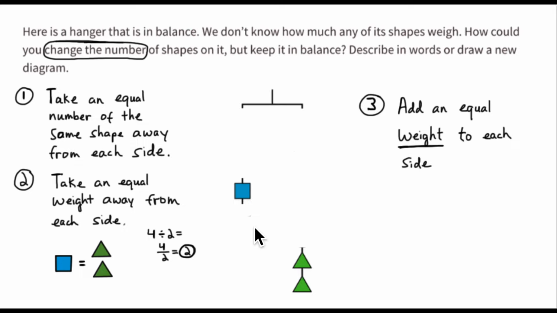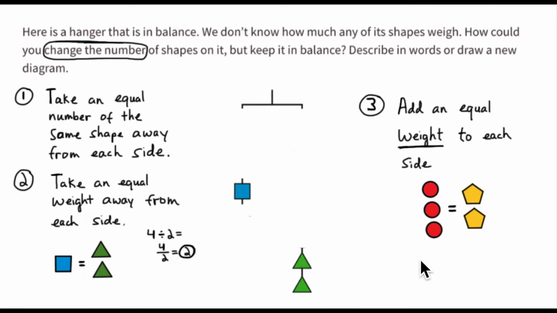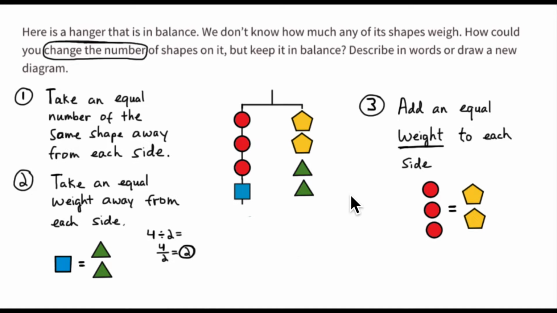Now I could also add an equal weight to each side. It just says change the number. It doesn't say whether to add or subtract those weights. So in this case, I'm just going to make this up. I'm going to say that 3 red circles is equal to 2 pentagons. And if I'm defining that, I can add 3 circles to one side and 2 pentagons to the other side, and that will keep this hanger balanced. So 3 circles, 2 pentagons, and this hanger is still in balance. Although I'm adding different shapes to each side, I'm adding the same weight.